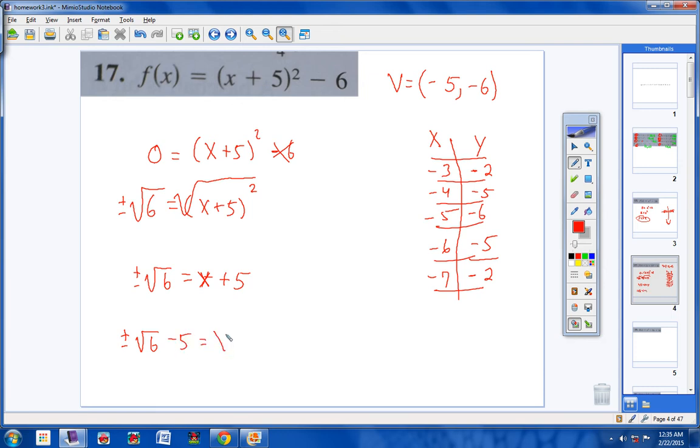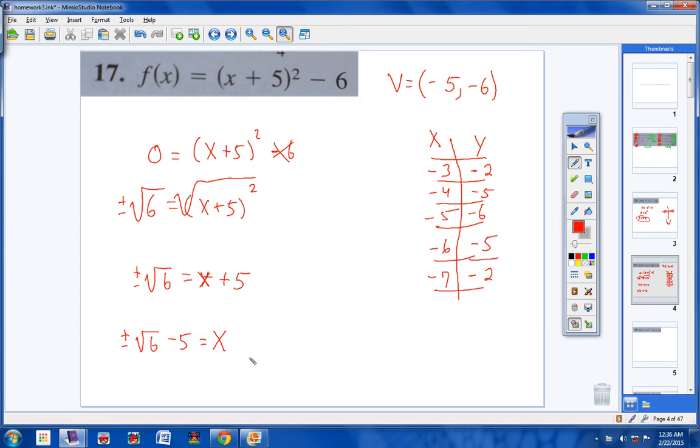And now let me grab my calculator real quickly, if I have it close by, and I'm not sure that I do. I'm trying to see if I have it. Okay, students, I'm back. I found my calculator.